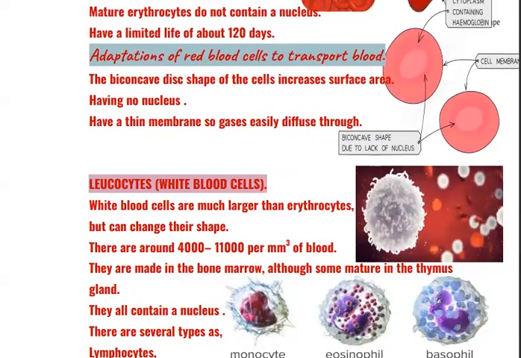Adaptations of red blood cells to transport blood. The biconcave disc shape of the cells increases surface area. Having no nucleus. They have a thin membrane, so gases easily diffuse through.